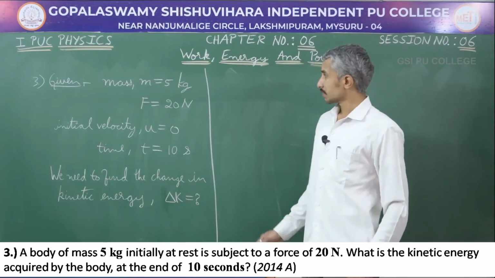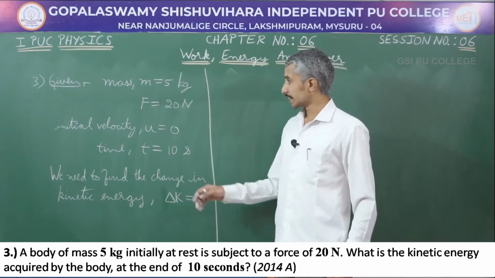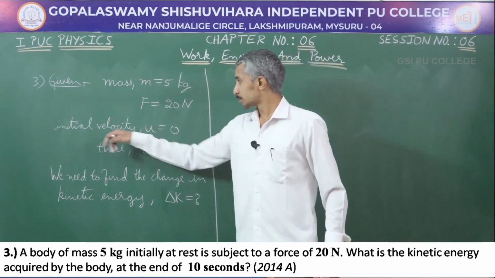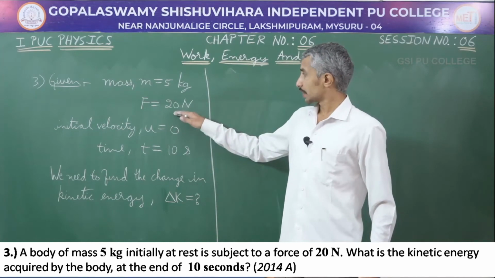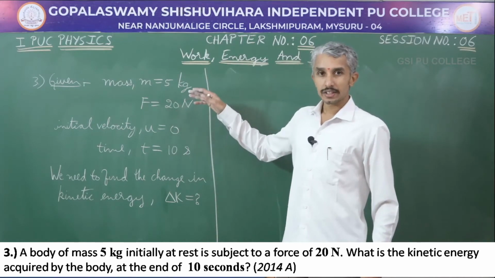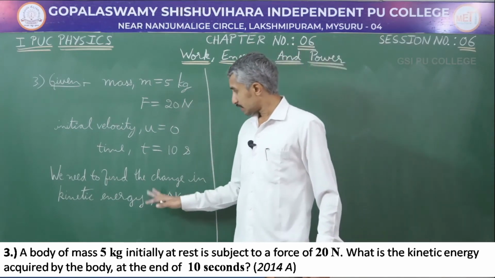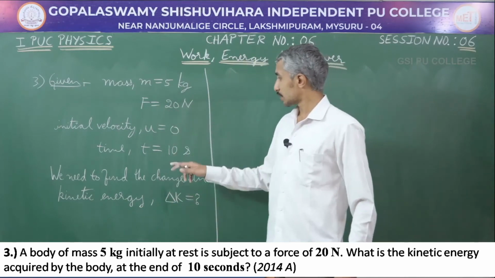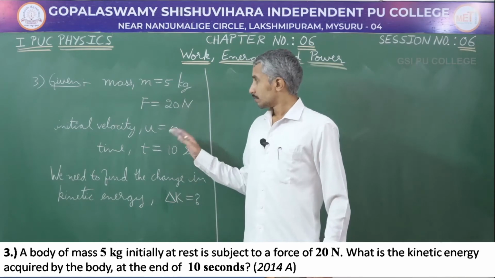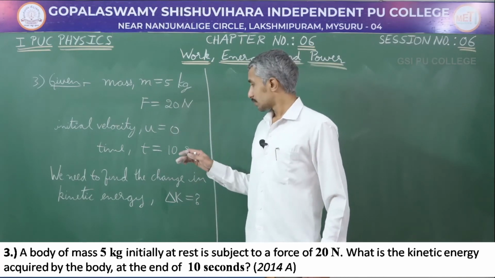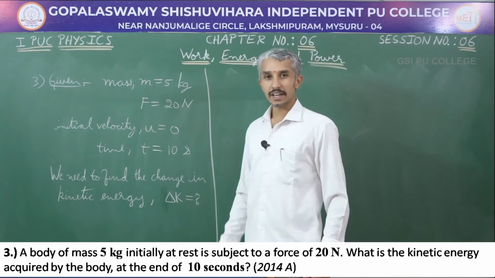Here is the data being given. A mass of 5 kg is initially at rest, which means its initial velocity is 0. A force of 20 newtons is applied on it and it gains some velocity. The velocity has not been given. The force is applied for 10 seconds. Now we need to find the velocity gained, and therefore the change in its kinetic energy.